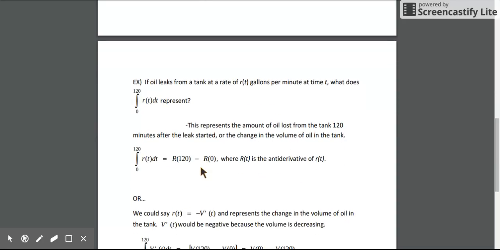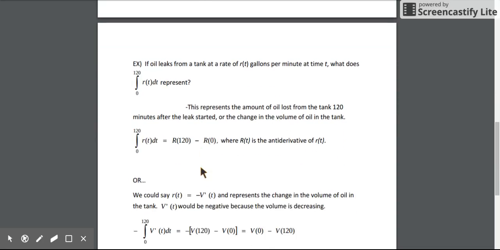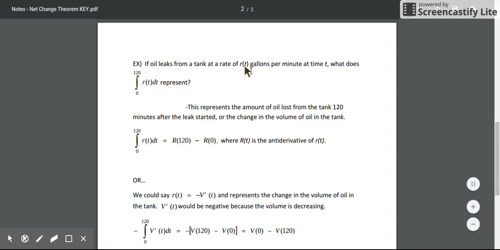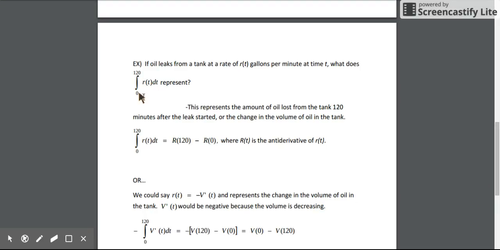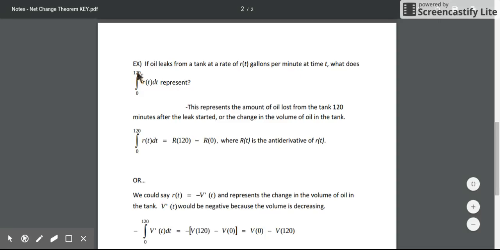Let's look at another. This time we're talking about an oil leak. If a tank of oil is leaking at a given rate, represented by this function, R of t, and it's measured in gallons per minute, then what does this represent? So this is our rate of change of gallons per minute, or how fast it's leaking. And it's represented from the time at the start of the leak to 120 minutes later. We're being measured in minutes for our time there.